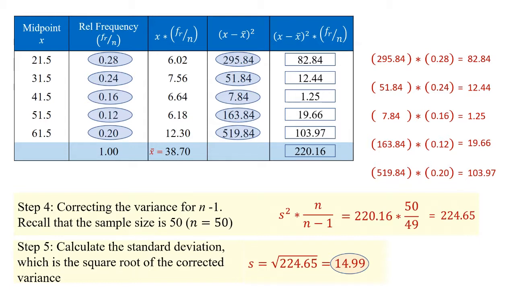The very last step is to calculate the standard deviation, which is simply the square root of the corrected variance. In our case, the square root of 224.65 is equal to 14.99. This is equal to the sample standard deviation.